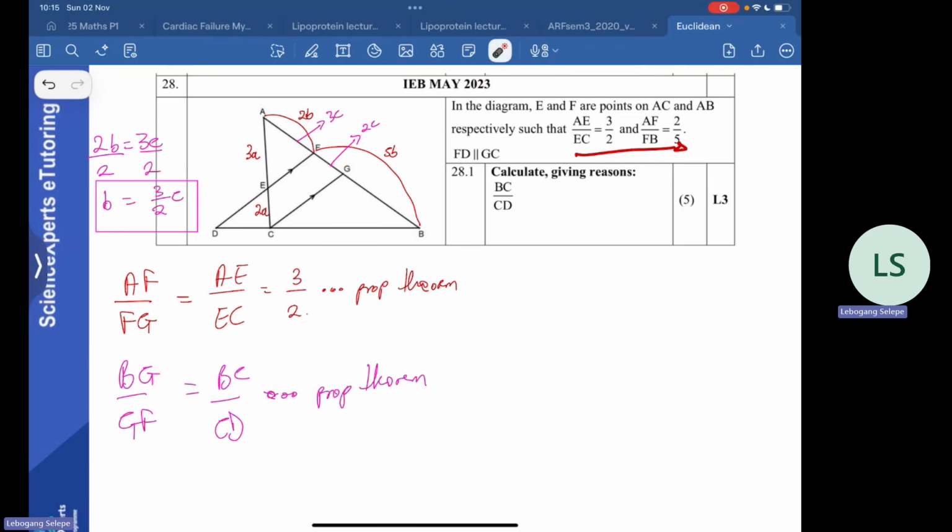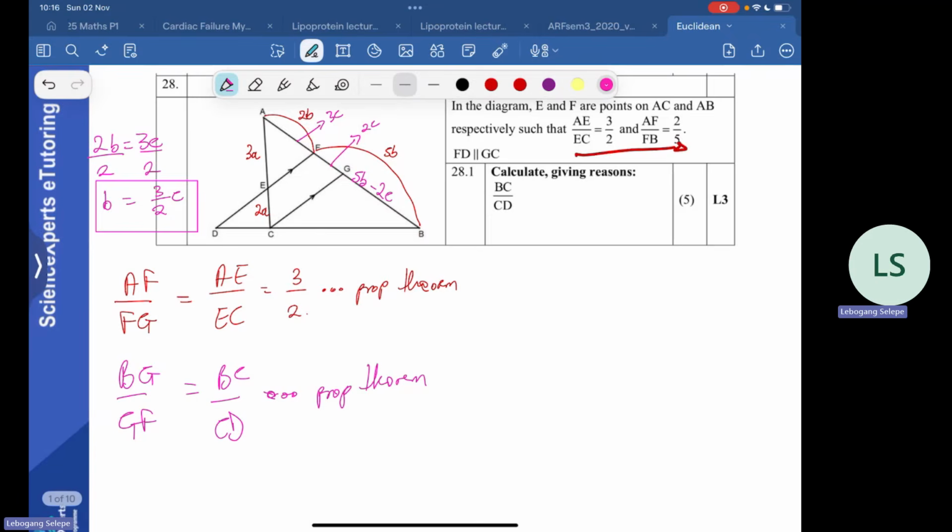On BG we have nothing, and on GF we have 3C. But look at this one. FB is equal to 5B, and remember FB is going to be equal to this part plus that part. So the remaining part here, I can write as 5B minus 3C. The entire length is 5B. This part is 3C. So the remaining part would be the entire length minus this part.